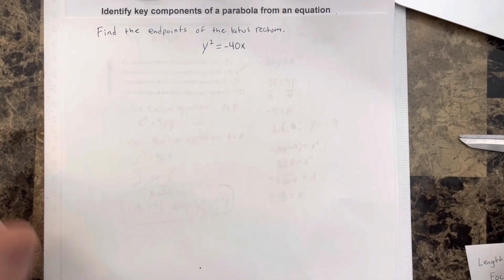In this video, we're going to identify key components of a parabola from an equation. It says find the endpoints of the latus rectum, and they give you y squared equals negative 40x.